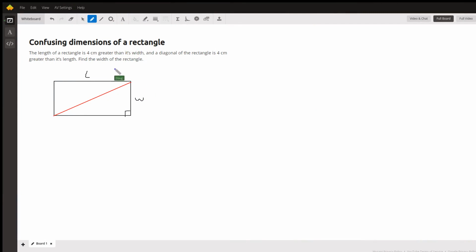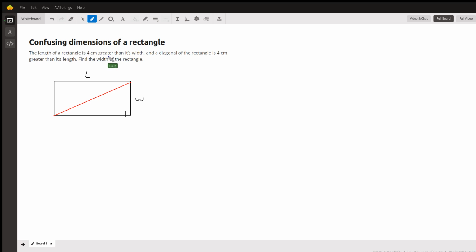Okay, here's what the rectangle looks like. We labeled the length and the width with L and W. This red line is one of the diagonals. Now let's see if we can get everything in terms of this W.